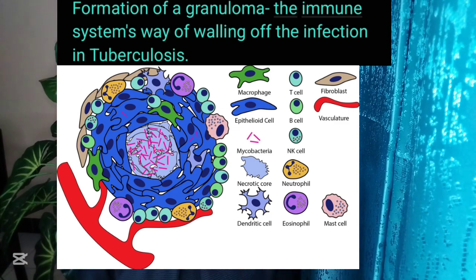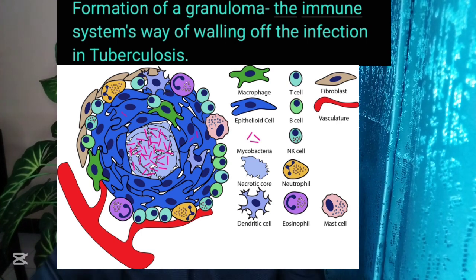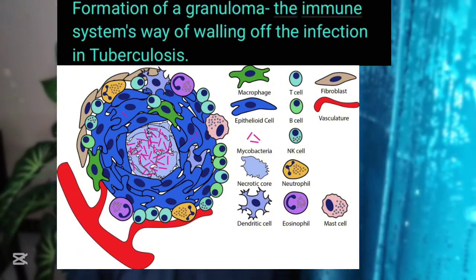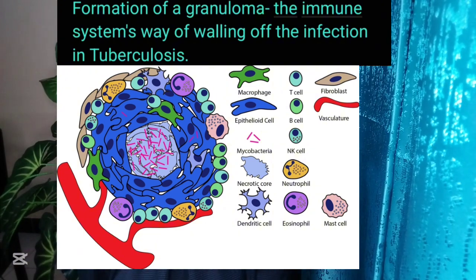So the end product of this is formation of a granuloma. A granuloma is essentially a cluster of these cells that surrounded the macrophage that initially swallowed the Mycobacterium tuberculosis, preventing it from spreading to the rest of the lung and to the rest of the body.